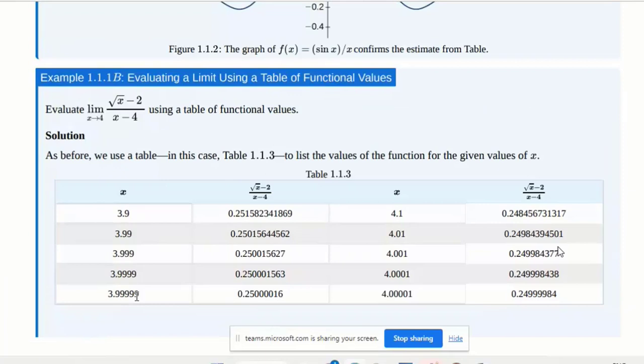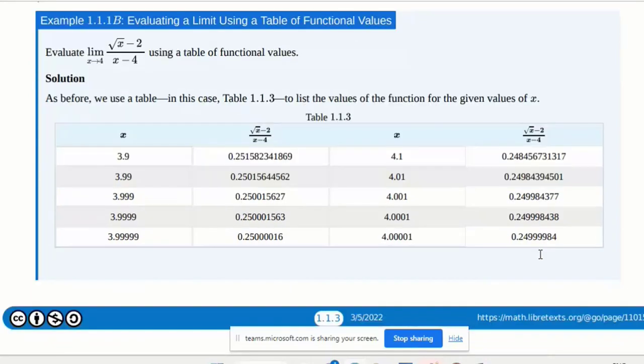Those are all the values as x approaches 4, meaning you just take these values, which are almost 4, and put them wherever you see x in there. Those are the values that you get. Any question on this? They're saying, as before, we use a table. In this case, this is a table to list values of the function for the given values of x. Any question on this example?